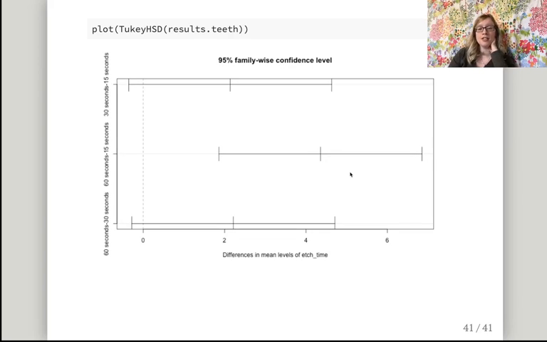So that covers analysis of variance. You'll get some practice with these concepts on the practice quiz and the homework. Next week, we'll talk about correlation.